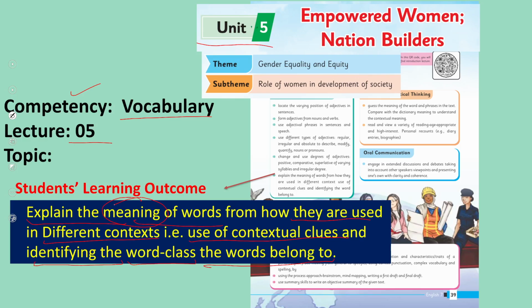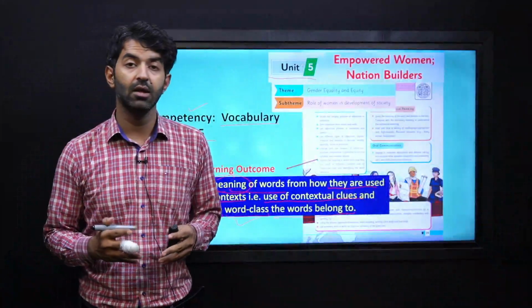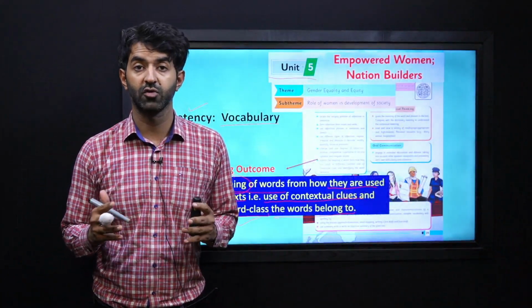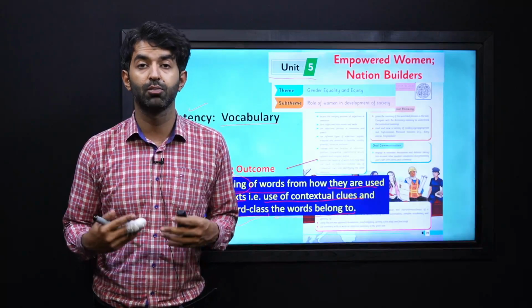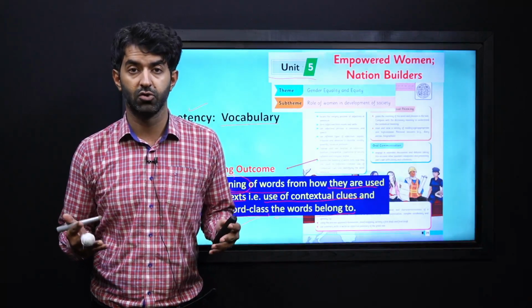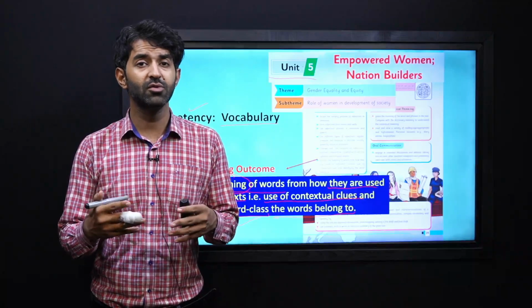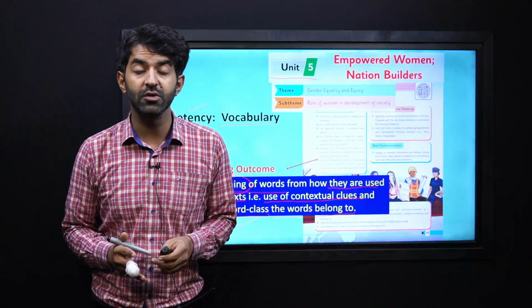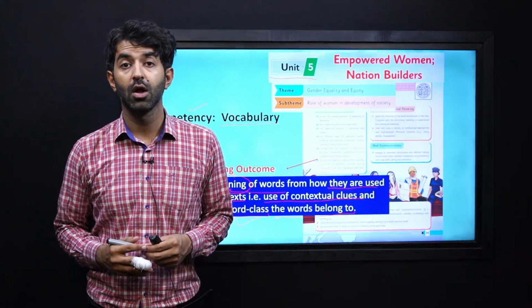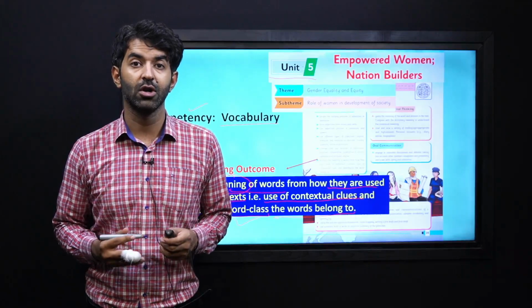We will talk about what a context is and we will see how there are different kinds of contextual clues with examples. We will also see how we can identify the word class, which means what category the word belongs to in the parts of speech. Either it's a noun, a pronoun, a verb, etc. Now, this comes really easy, but our main focus will be on learning about context and contextual clues.